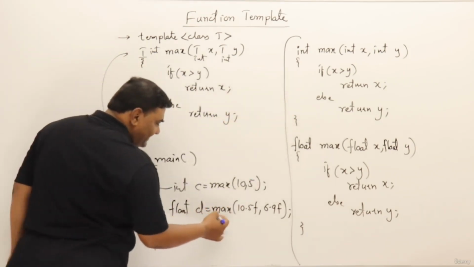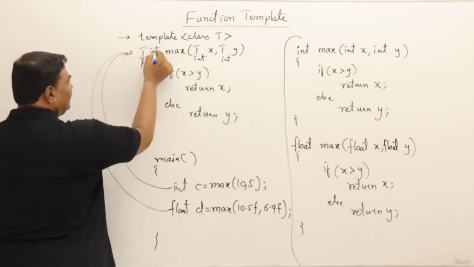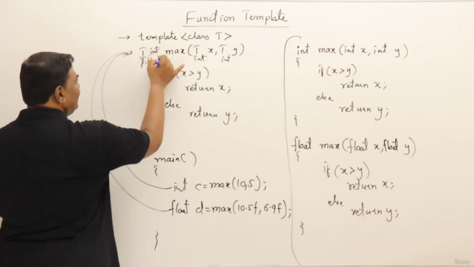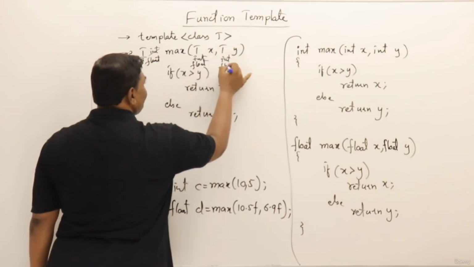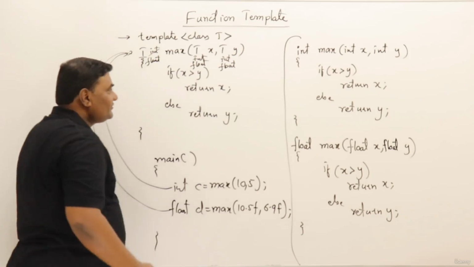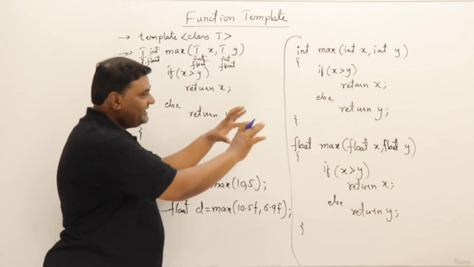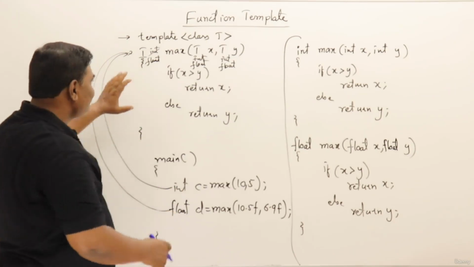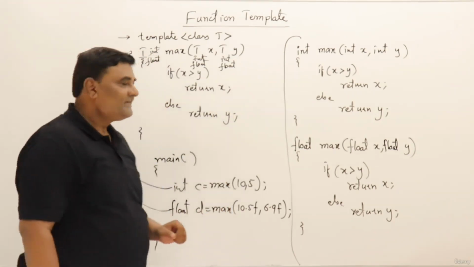And when I say d assign max these values, again the same function is called, and this becomes float. This time it will become float. So this is float. So the same function works as float. So this works as this version. So the benefit of function template is that I can write down multiple functions together as a single function, where there is a difference in the data type.